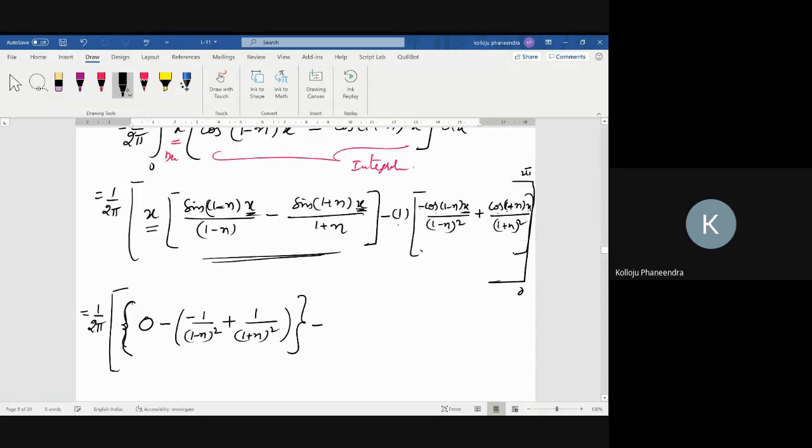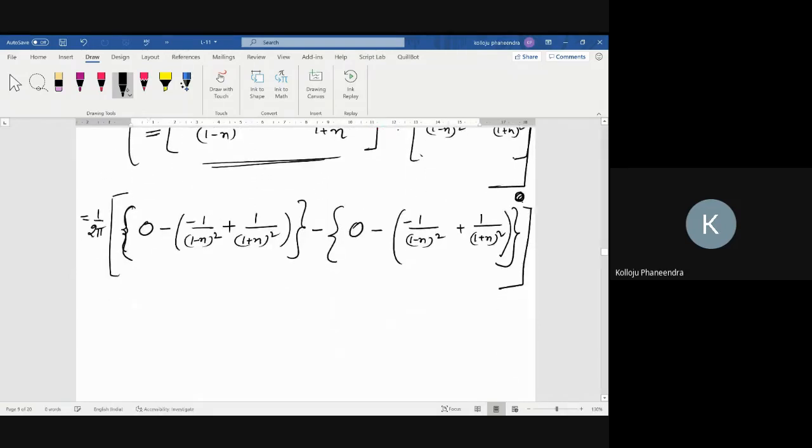Minus. Coming to the lower limit, 0 is there. 0 into something is 0, so the first term will be 0. Minus. Coming to the second one, cos 0 value is 1. So minus 1 by 1 minus n whole square plus 1 by 1 plus n whole square. This is the second one. This bracket is closed, and the whole bracket is closed.